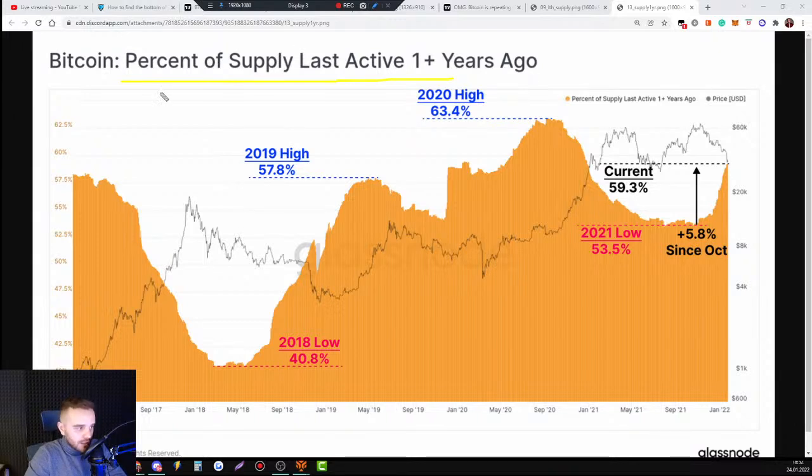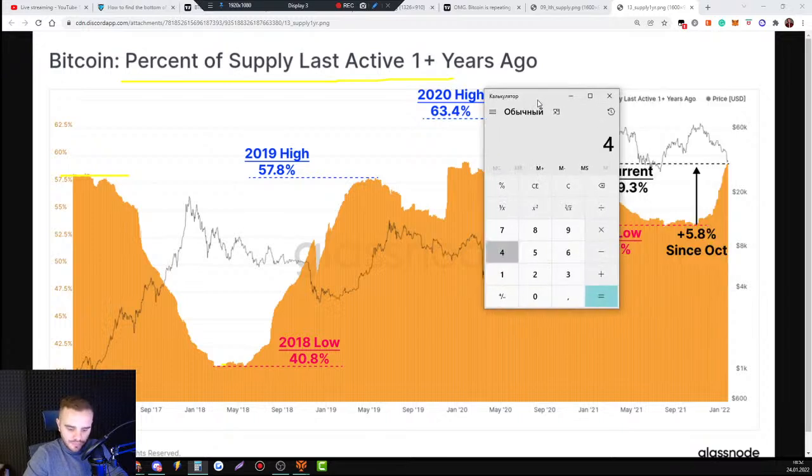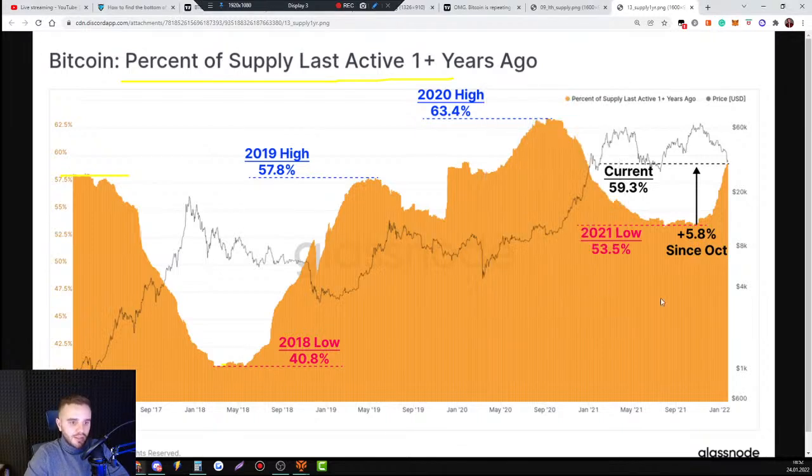And compare here, during the 2017 rally, the percent of people that kept Bitcoin for more than 1 year dropped from 57% to 40%. How much is it? Let's calculate: 40 divided by 57. It is, my friends, 30% of all Bitcoin supply at that time that was sold during that massive rally. At this moment, take a look. Another example for you: the massive rally that started after the Bitcoin all-time high breakout. Take a look here.